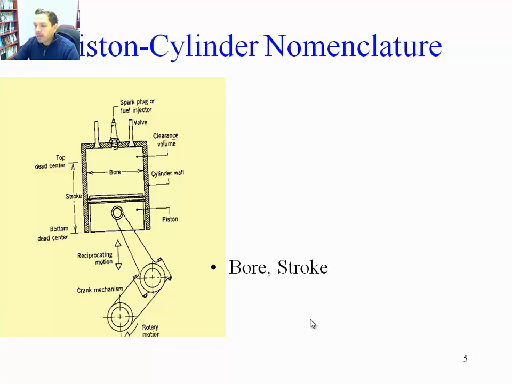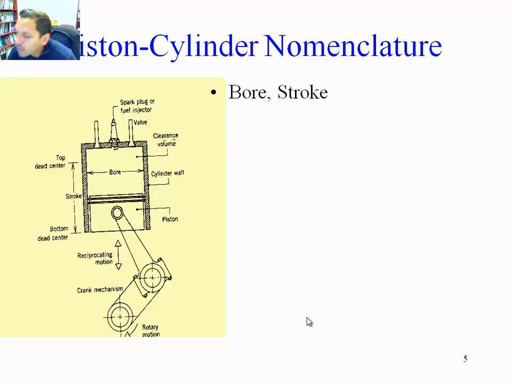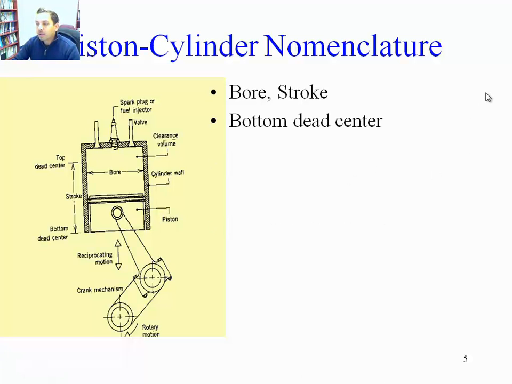There are a couple of different elements to this process. The bore, as I said, is the diameter. The stroke is the distance covered by the piston from the bottom dead center to the top dead center. The bottom dead center is the lowest point of motion of the piston, and the top dead center, obviously, the highest point of motion of the piston.